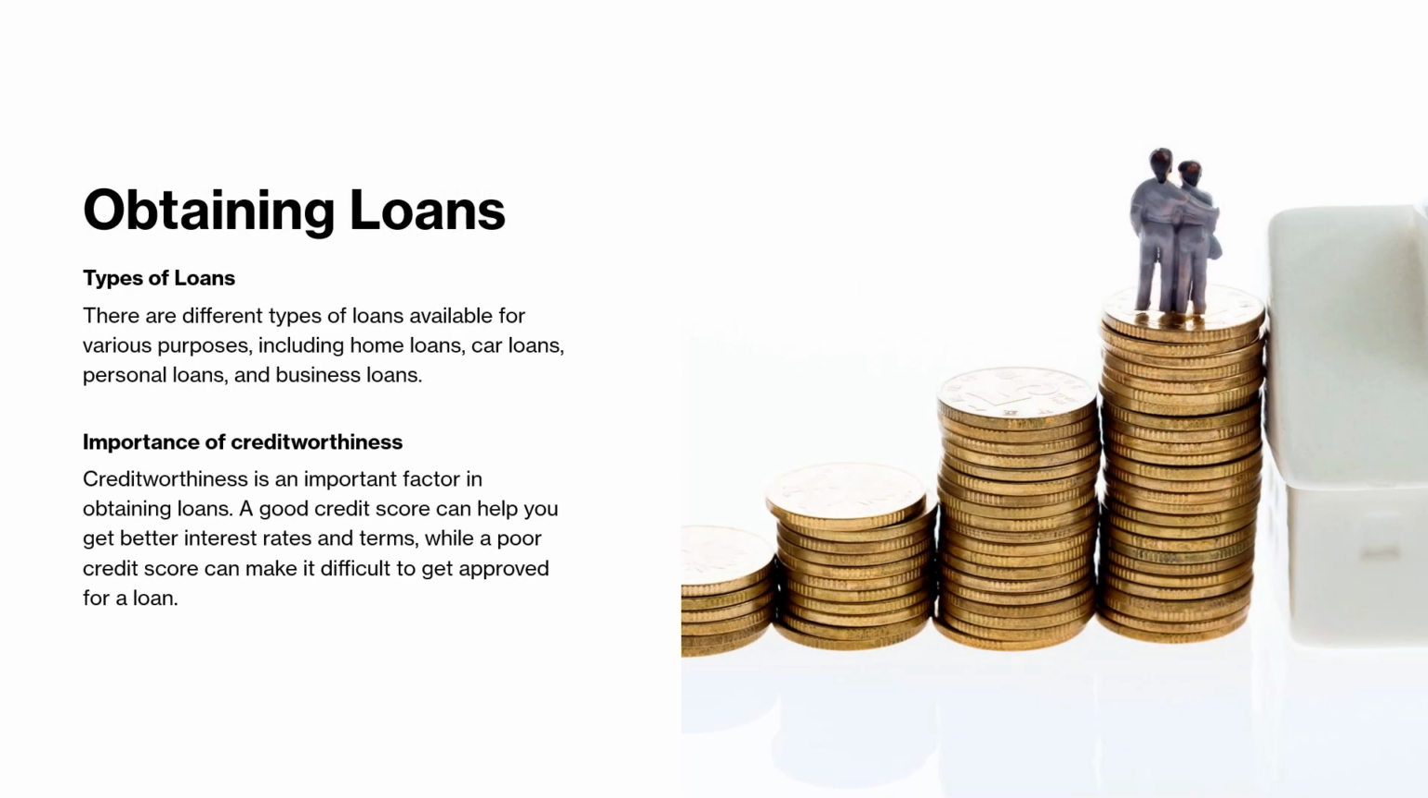Obtaining loans. Types of loans. There are different types of loans available for various purposes, including home loans, car loans, personal loans, and business loans. Importance of creditworthiness. Creditworthiness is an important factor in obtaining loans. A good credit score can help you get better interest rates and terms, while a poor credit score can make it difficult to get approved for a loan.